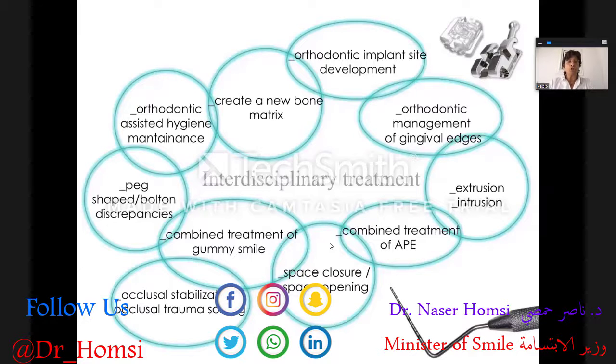So with interdisciplinary treatment, we can manage a lot of things. We can manage combined treatment with ortho and perio, ortho and prosthetic treatment. We can move the teeth to a different position in the bone, creating new bone matrix. We can also treat altered passive eruption. We can do extrusion, intrusion, preparation of the posterior area for implants, a lot of things. So it's a very wide topic.